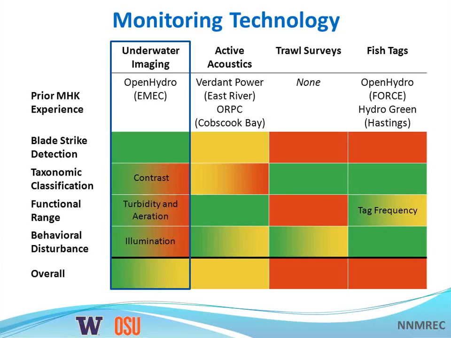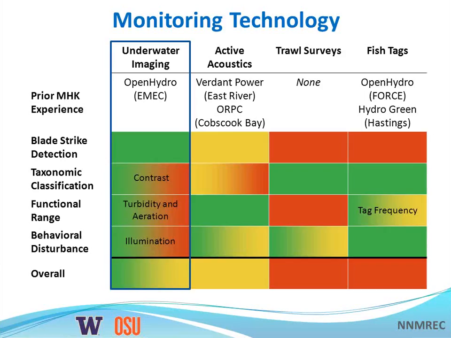And so the underwater imaging has been used previously by OpenHydro at the European Marine Energy Center to study fish and marine mammal interactions with that turbine. In our opinion, optical imaging has the best chance of actually seeing if blade strike has occurred. Depending on the contrast, a high level of taxonomic classification is possible.